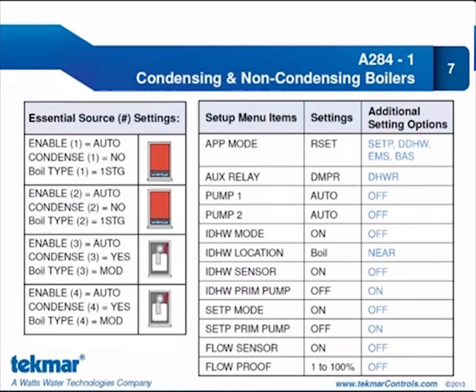we'll turn that off. We do have a flow sensor connected to the 284, so we'll turn flow sensor on. And because we're using that flow sensor to provide proof of flow, we must select a flow proof percentage. This is the percentage of full flow that must be achieved to provide proof. Now, if you're using a flow sensor for measurement purposes only, not to provide proof of flow, then you would select off.